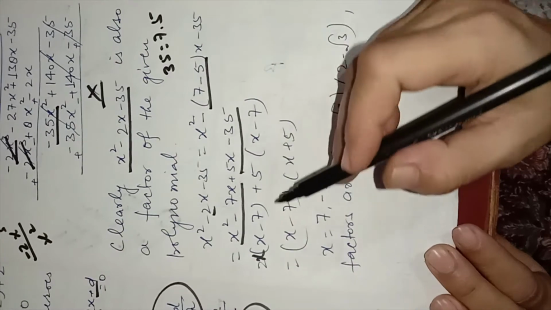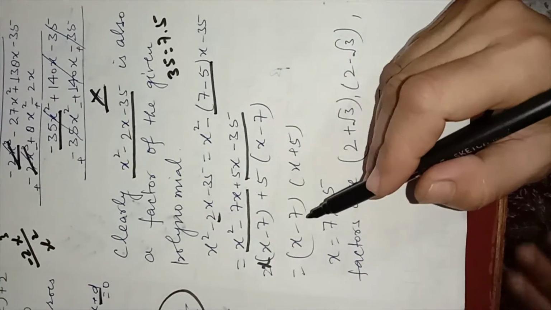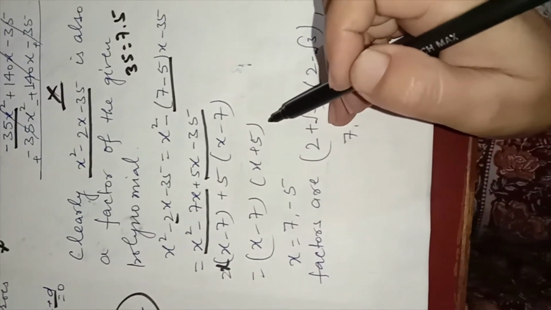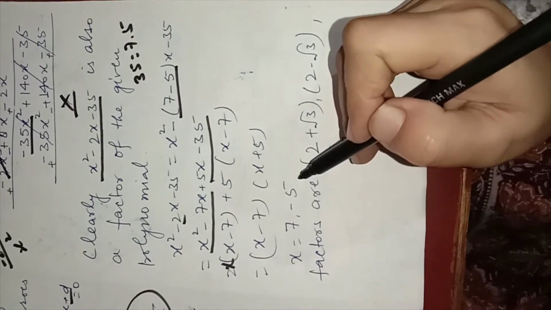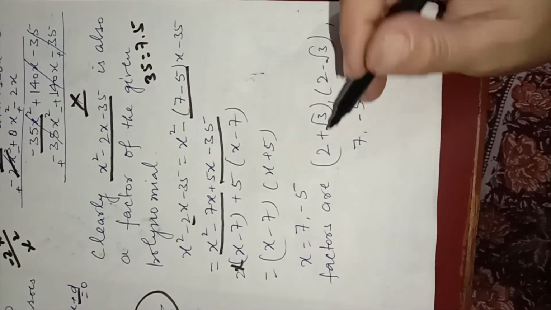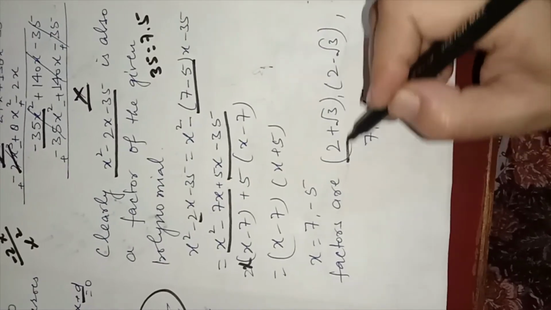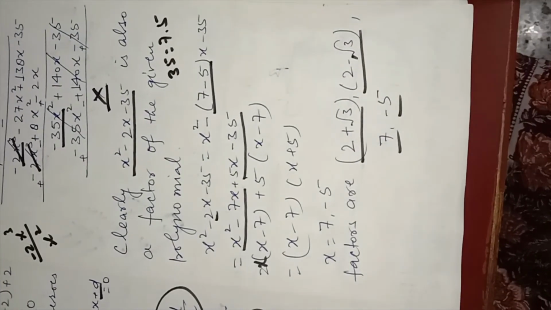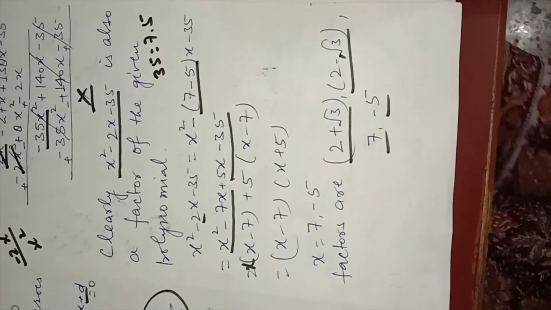Now further, from these two terms x minus 7 is common. So we will take x minus 7 as common. We will be left with x plus 5. So we will get two zeros from here, 7 and minus 5. All the four factors we have to write here. One is 2 plus root 3, the other is 2 minus root 3, which are already given. And the next two are 7 and minus 5. So in this way you will find all the four factors.